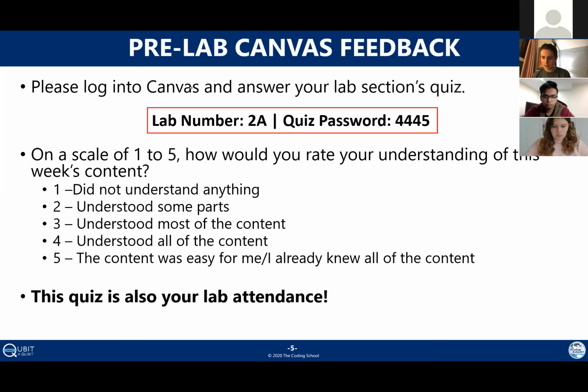The difference between lab 2A and 2B, I believe that 2B is going on at the same time, correct? But you have to be added specifically to the Zoom session as well as the Canvas quiz. So if there's a mismatch between those two things, you can go ahead and fill out the Airtable form that our moderator put in the chat earlier. If it says the quiz is locked, just make sure that you plug in the quiz password correctly. That should allow you to access it.